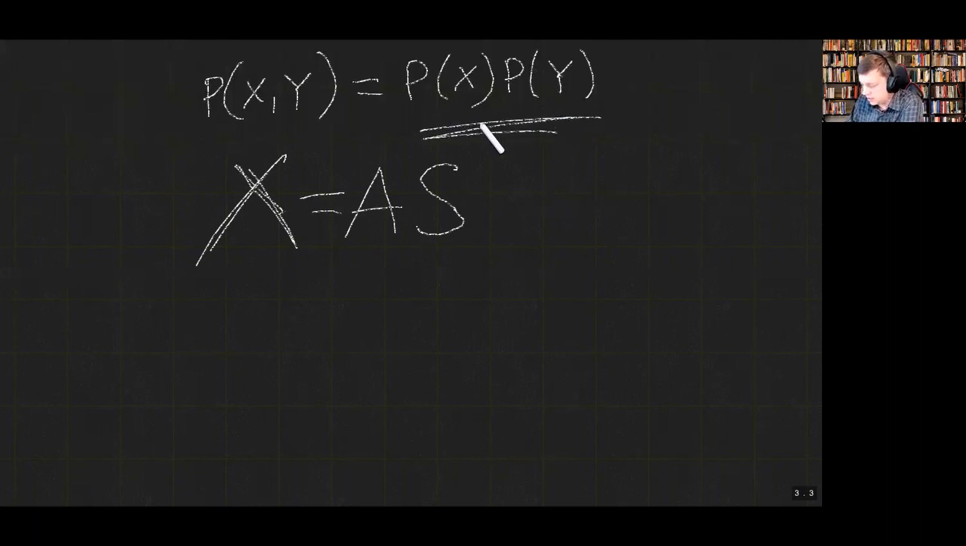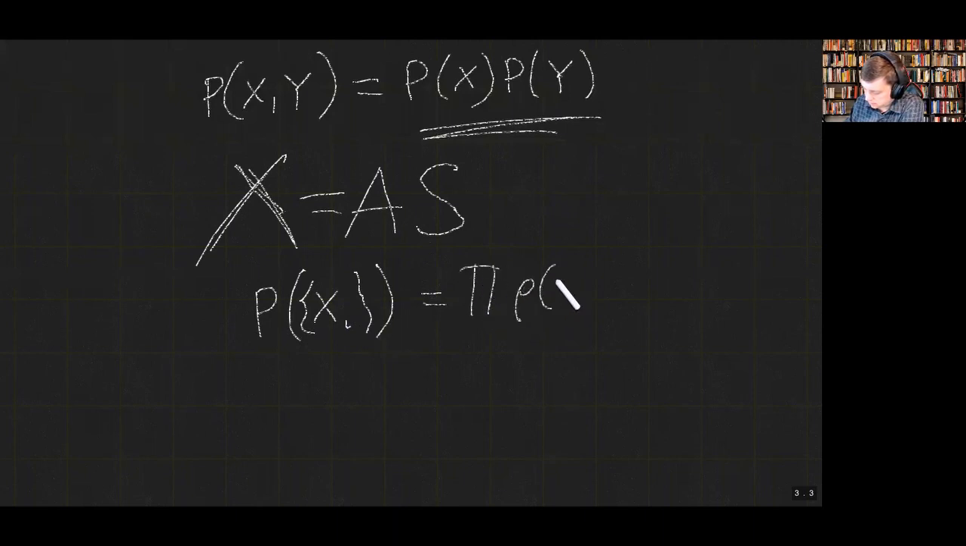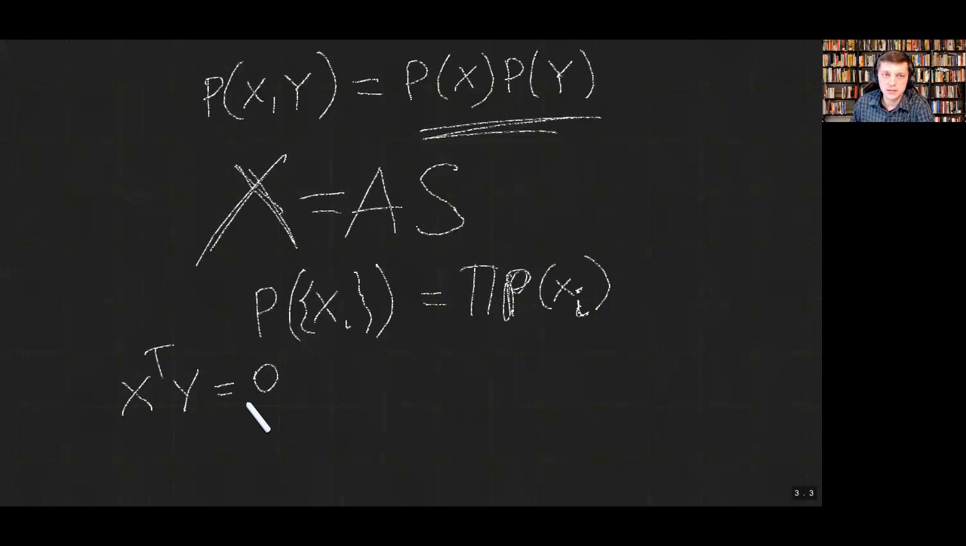Anyways, one type of independence is the statistical type of independence, when the joint is a product of marginals, or we can generalize it: the joint of a set of x's is a product of the xi's. Don't confuse this with linear independence. Linear independence, yes, x transpose y is 0. They're orthogonal vectors.